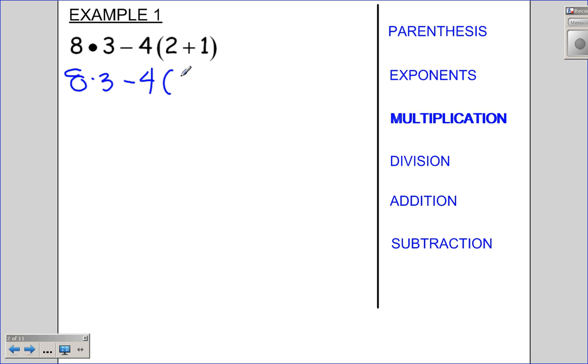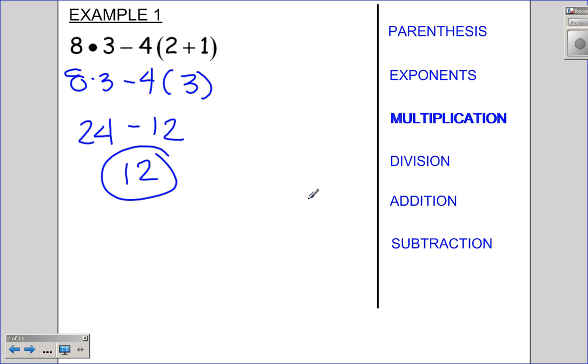So 2 plus 1 is 3. Do I have any exponents? No. Multiplication and division? Yes. So 8 times 3 is 24. I still have a minus. 4 times 3 is 12. And 24 minus 12 is 12. So my answer is 12.